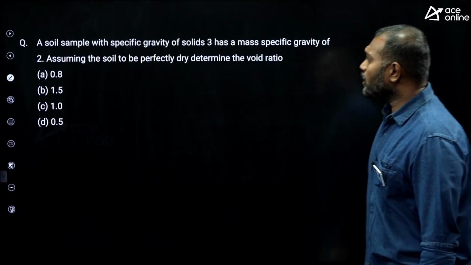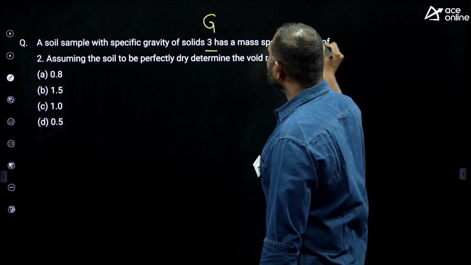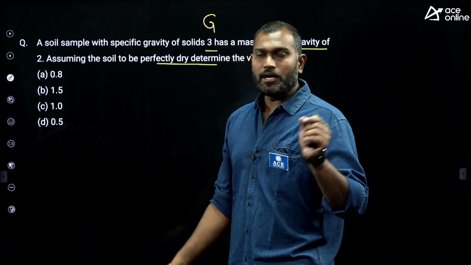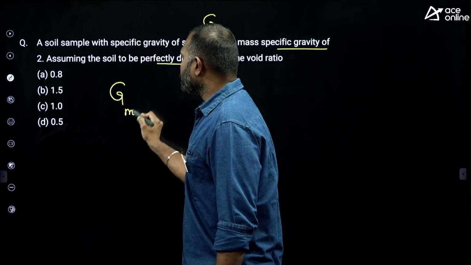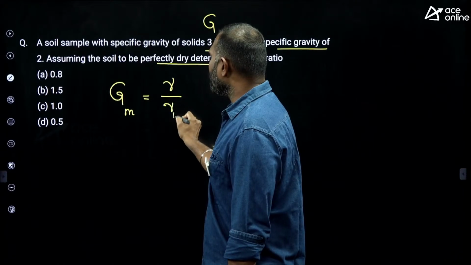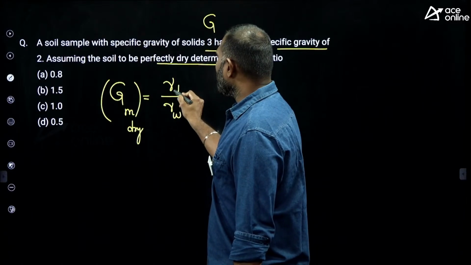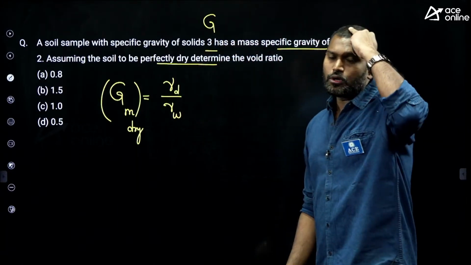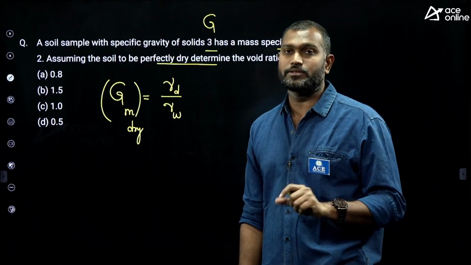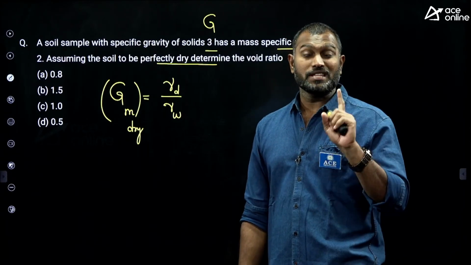Next, a soil sample has a specific gravity, G value as 3, mass specific gravity is 2. Assume the soil is perfectly dry. Mind you, whenever we mention the mass specific gravity, it is completely dependent upon gamma by gamma W. If it is in a dry state, then gamma is nothing but gamma D. There are two types of specific gravities, true specific gravity and apparent or mass specific gravity. True specific gravity is always with respect to the solids. Apparent specific gravity is with respect to the state of the soil.